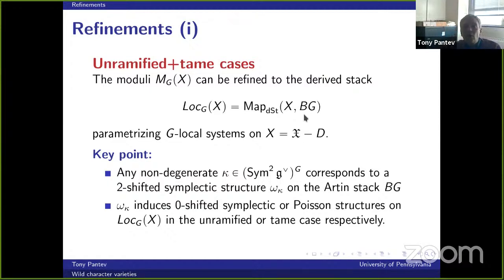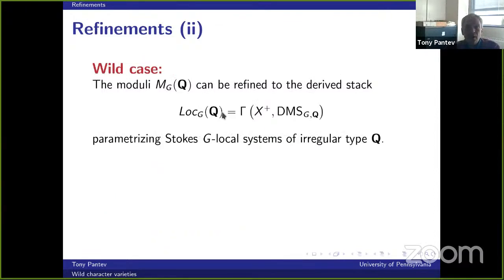So because it's a mapping stack in the unramified or the tamely ramified case, the symplectic structure on the target, which is the classifying stack of G, induces a symplectic or Poisson structure on the derived moduli of local systems, tamely ramified or unramified ones, on X. This unfortunately doesn't work for the wildly ramified one, because for the wildly ramified one, it's not a mapping stack. But it is a stack of sections.